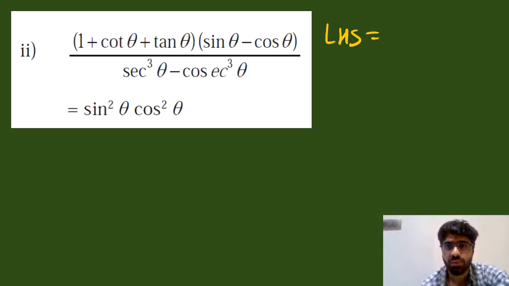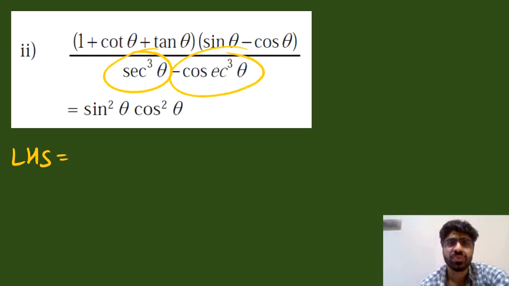So go ahead with the second one. Now in the second one, you see a lot of terms there which are very troubling. Cot theta, tan theta, there's a sec cube theta, cosec cube theta. When you find these kind of troublesome terms in front of you, always convert everything to sine and cos and your job will be done very easily.